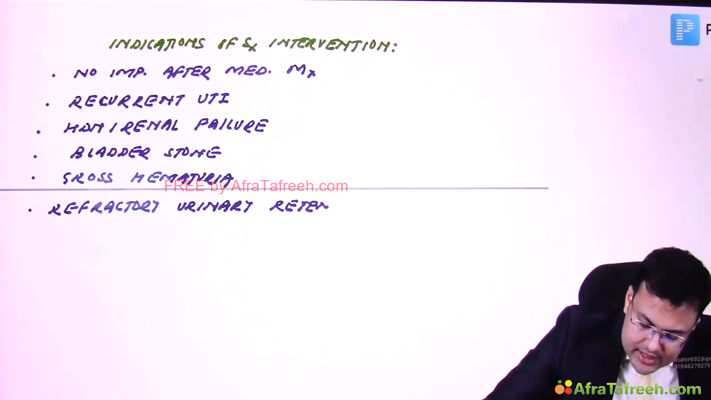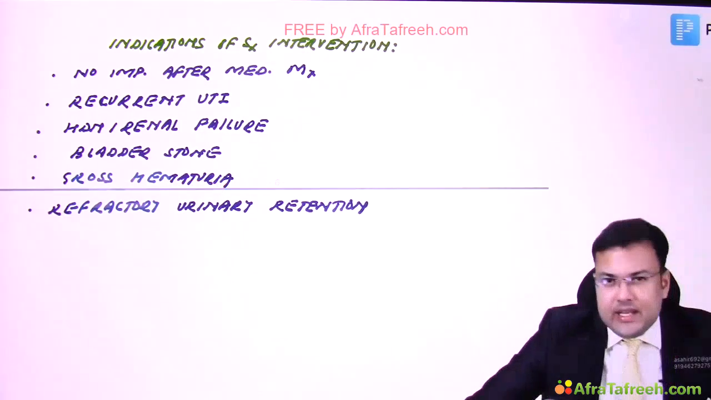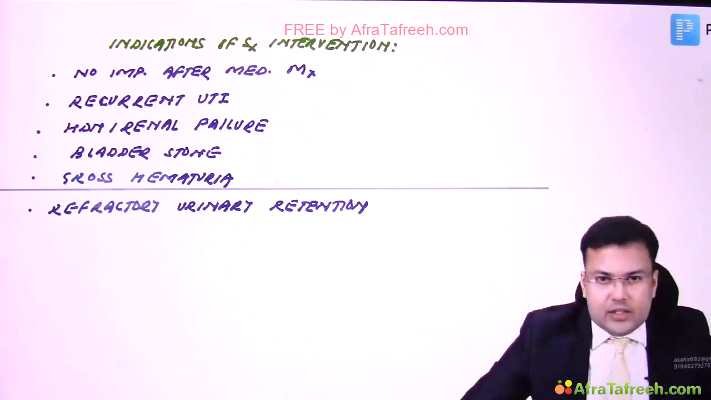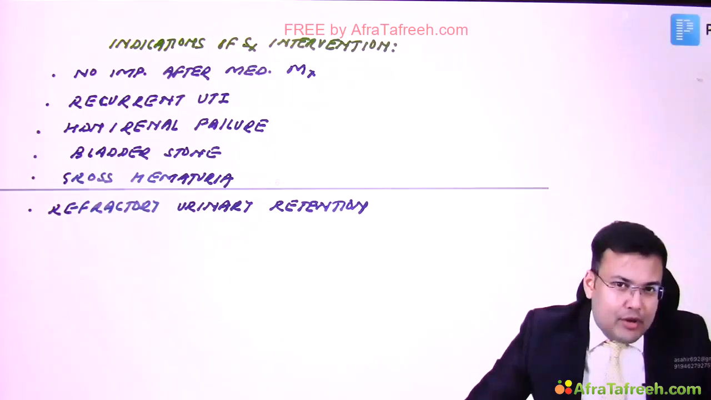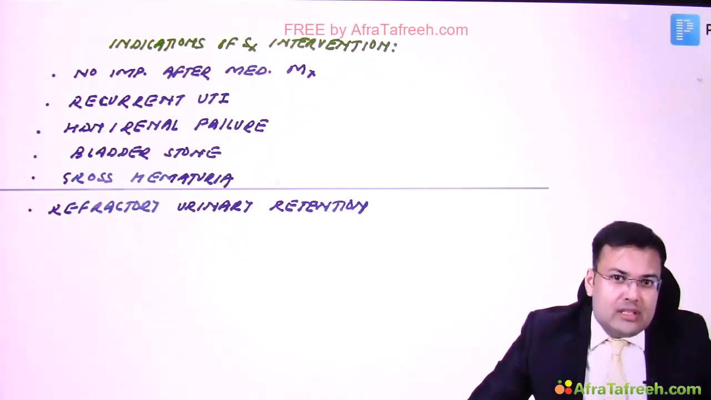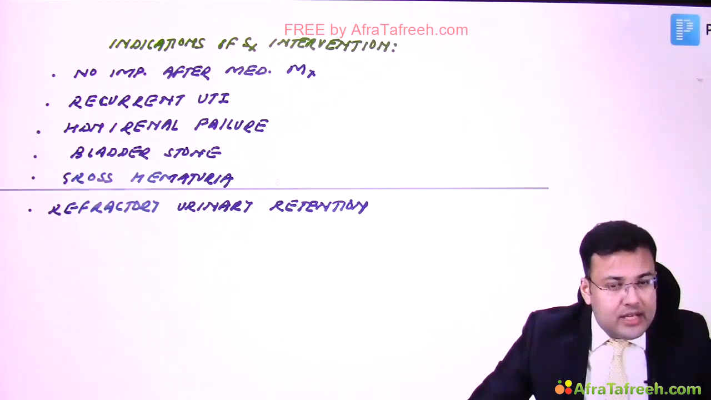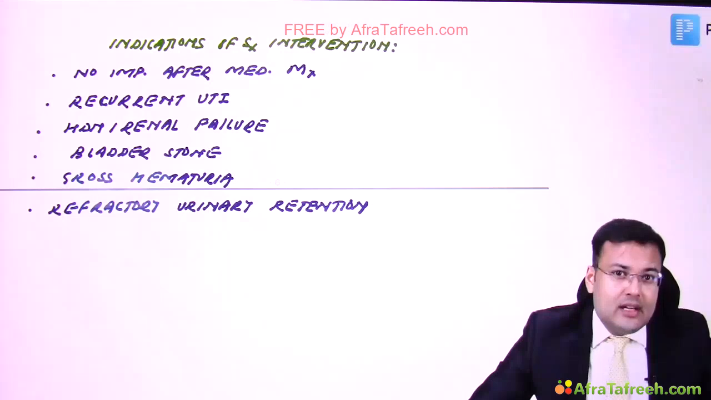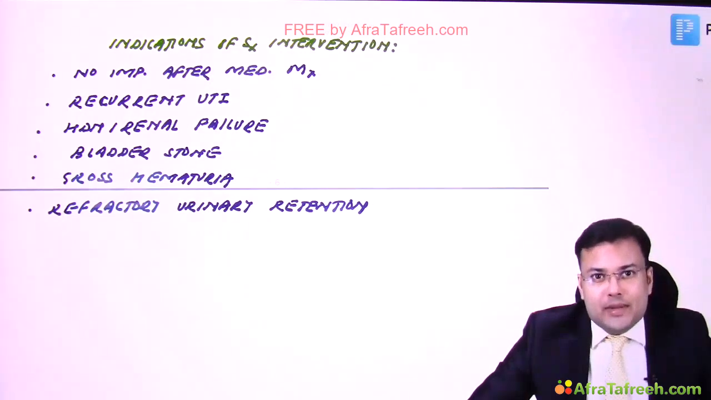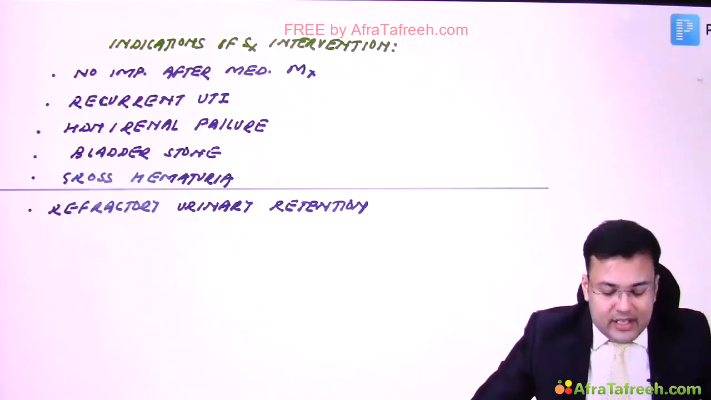Clear? This question is frequently asked. It was asked many times in AIIMS. So these are indications of surgical intervention. After that, an important point: what is the gold standard surgical treatment for BPH? The gold standard surgical treatment for BPH is TURP. TURP means transurethral resection of prostate. So we are going to discuss surgical interventions.